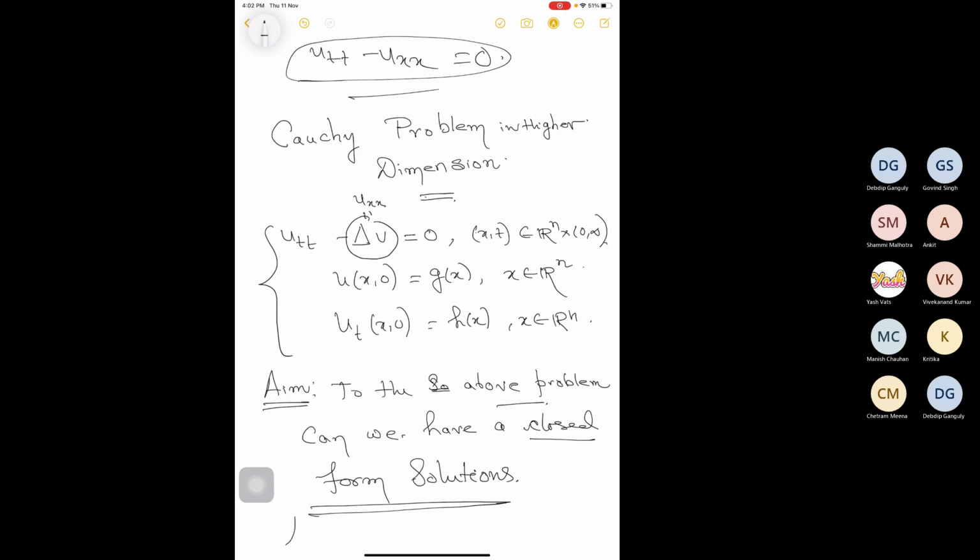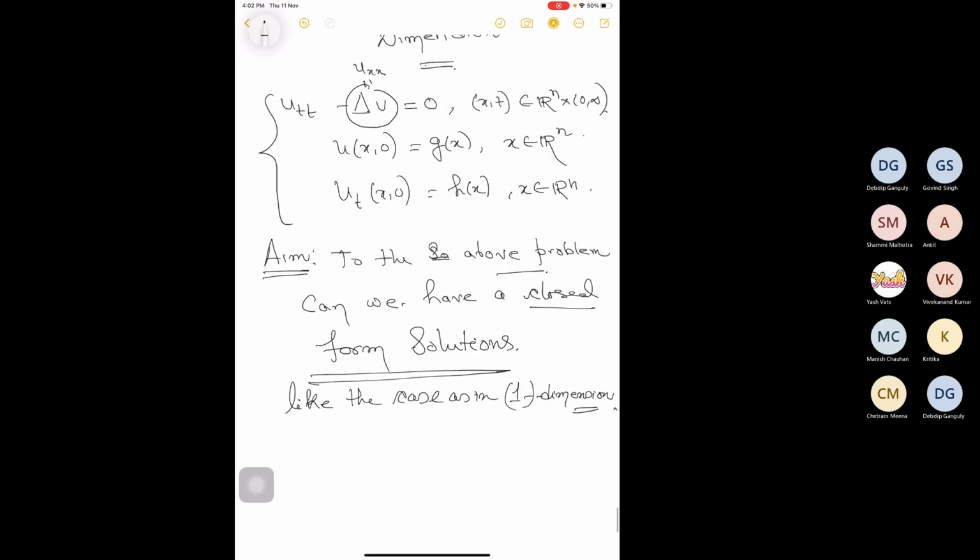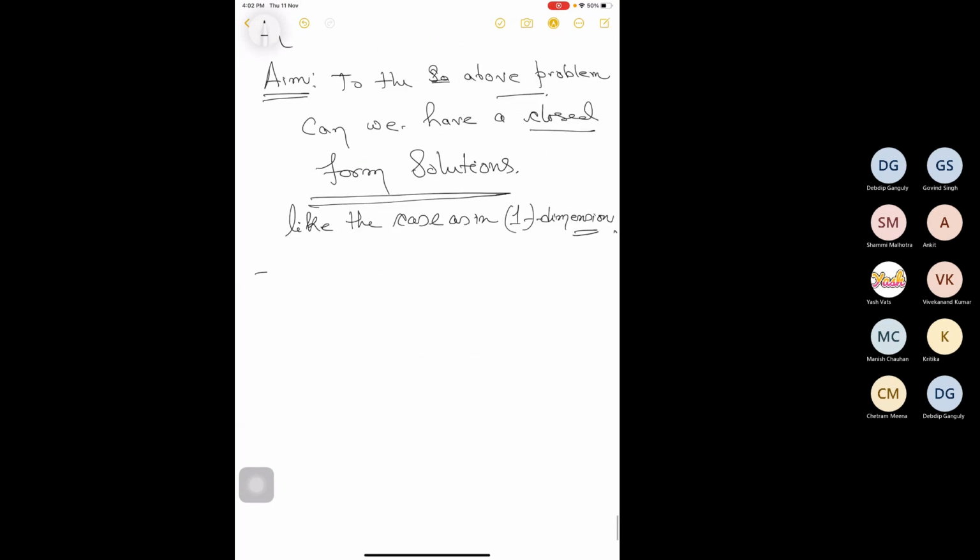Can we have closed form solutions like the case as in one dimension? Okay, so the idea is, I will not prove that. The idea is we have to do something to solve this type of problem. We have to introduce a notion called spherical means. Okay, so what you have to do is define what a spherical mean is.